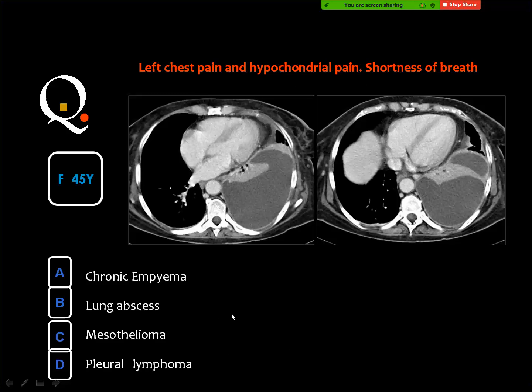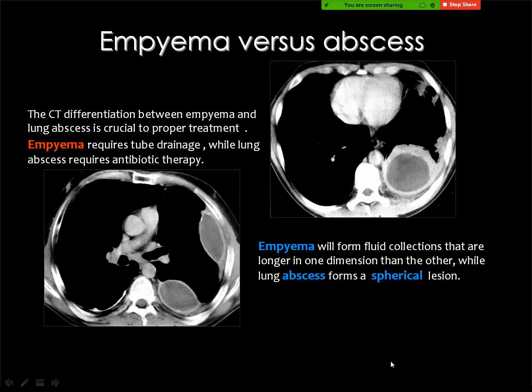This is empyema. Or abscess? Lung abscess, I don't think so. And this is empyema, right? Empyema, because the lesion is in the pleural cavity, compressing the underlying lung, which is almost totally collapsed, and there is enhancement of the pleural margin, indicating that it is infected. Diagnostic of empyema.